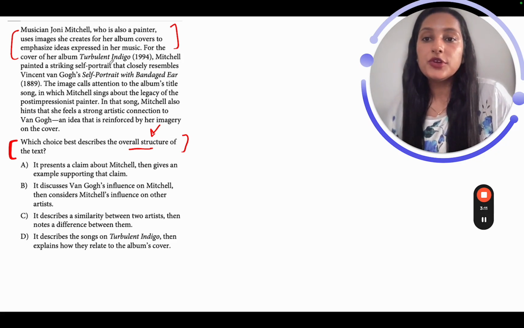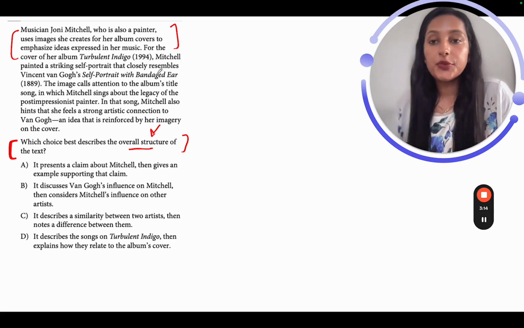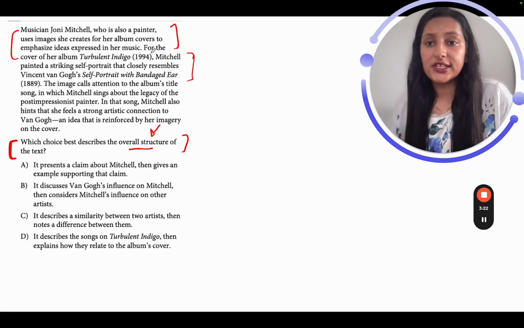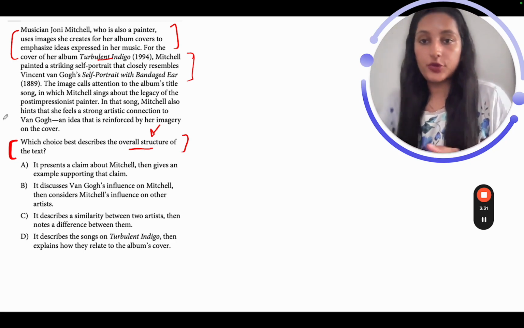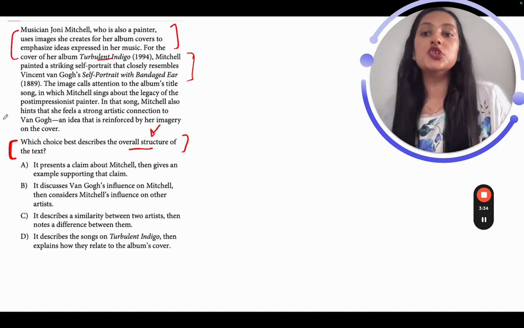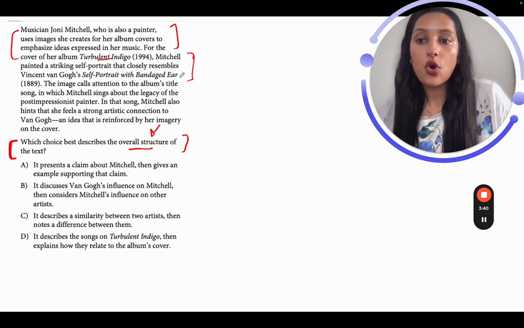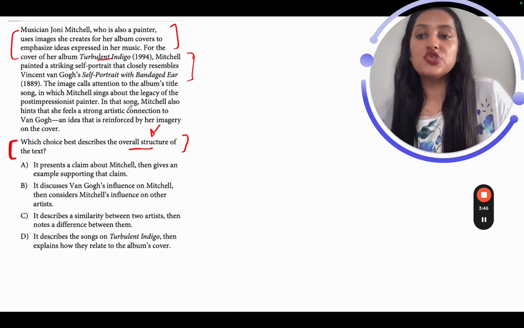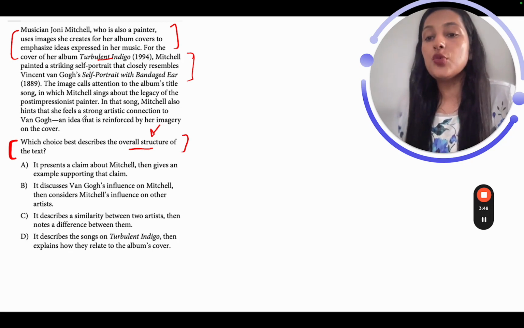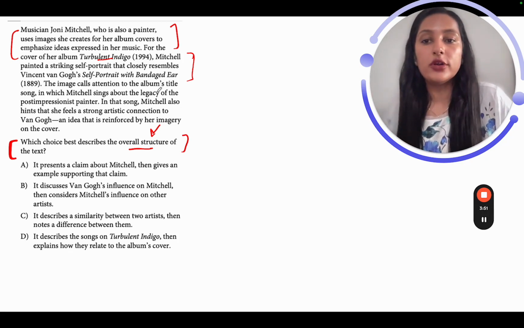For the cover of her album Turbulent Indigo, Mitchell painted a striking self-portrait that closely resembles Vincent van Gogh's self-portrait with bandaged ear. Now this is telling me how Mitchell created this cover for her album Turbulent Indigo. She painted a striking self-portrait that closely resembles Van Gogh's self-portrait with bandaged ear. So just a description of what the album cover was like. The image calls attention to the album's title song, in which Mitchell sings about the legacy of the post-impressionist painter. In that song, Mitchell also hints that she feels a strong artistic connection to Van Gogh, an idea that is reinforced by her imagery on the cover.